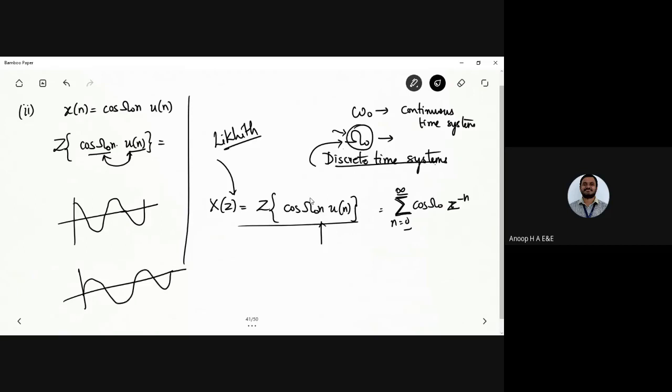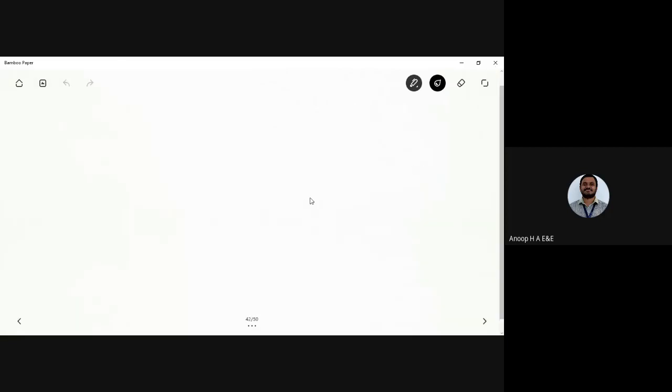So how can I write it? I have expressed it for n greater than zero there, right? So this would be for the right-handed sequence alone. You can give a try to obtain the Z transform of the cosine function, and you can share it with us by today evening. Now, the sequence I would like to express here is the ramp sequence.